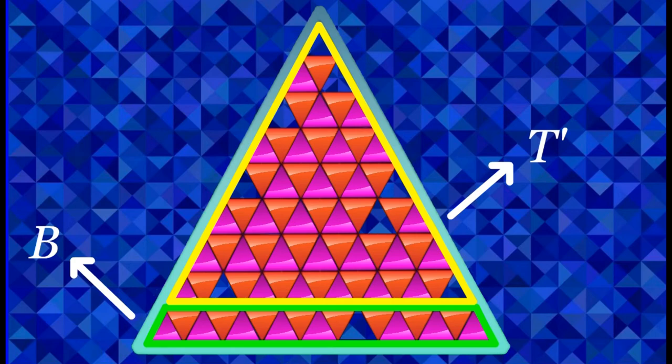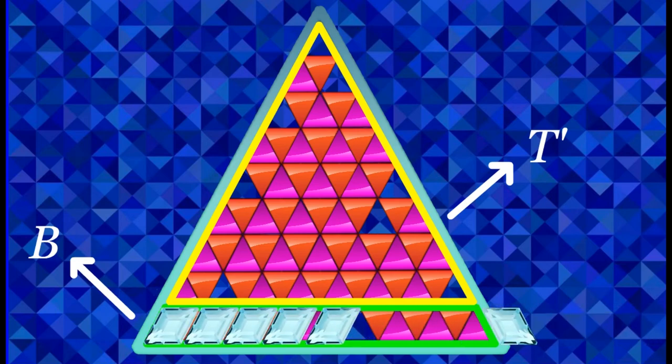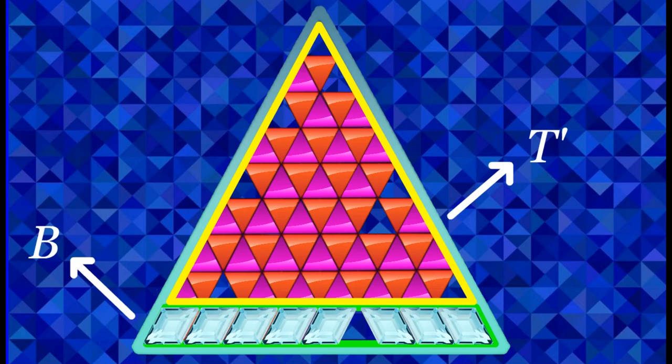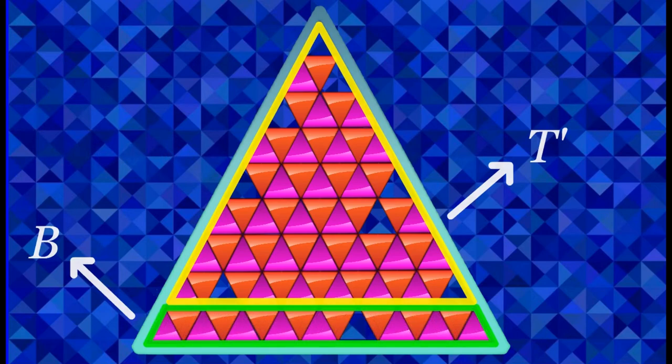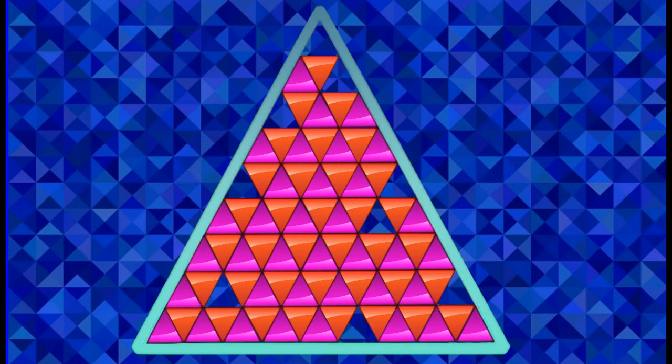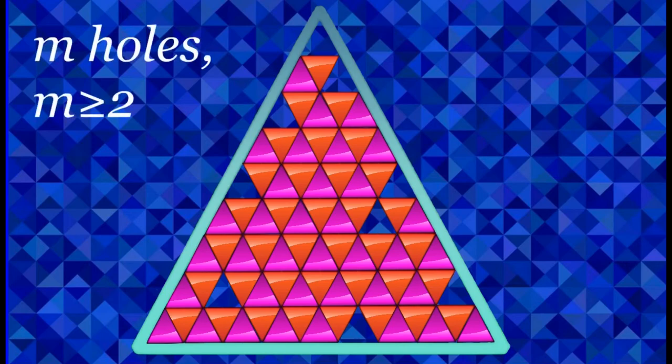If B has only one hole, then it can be tiled uniquely with diamonds. Also, in this case T' has n-1 holes which are spread out, and hence, by the induction hypothesis, it also has a tiling. Hence, we assume that the last row B has m holes, where m is greater or equal to 2.